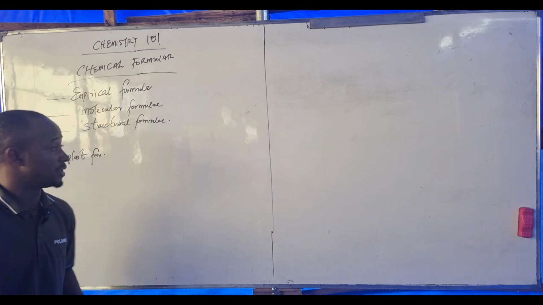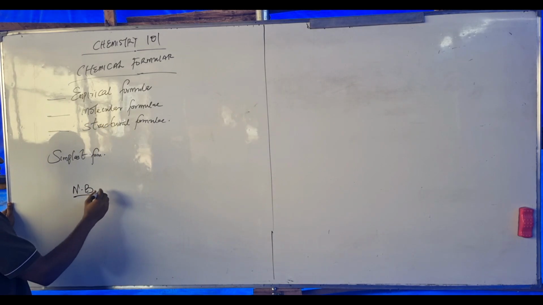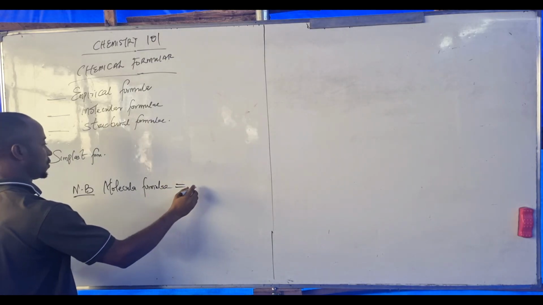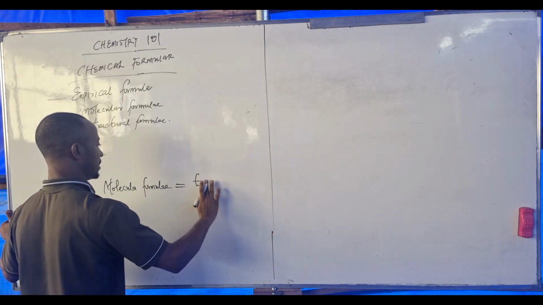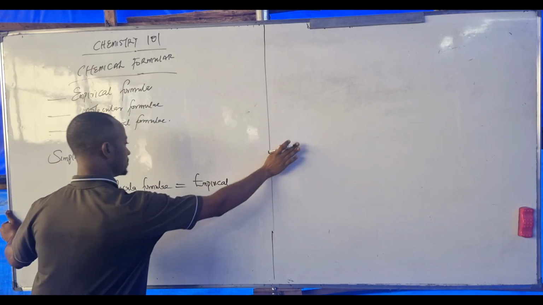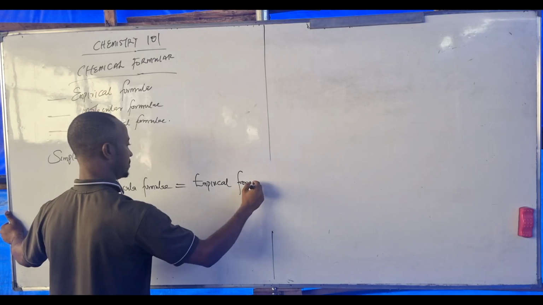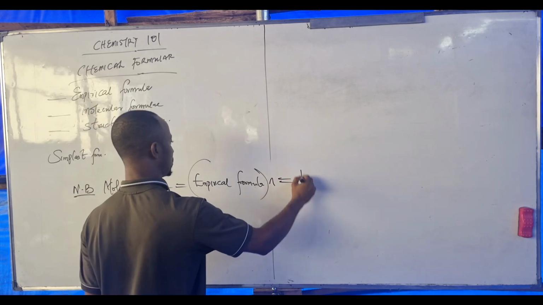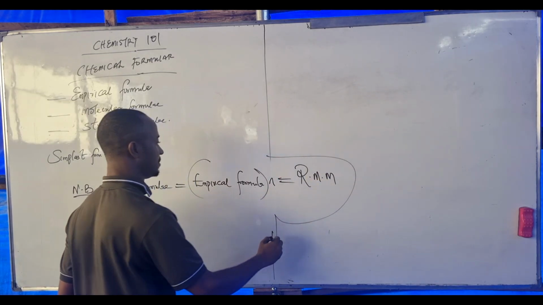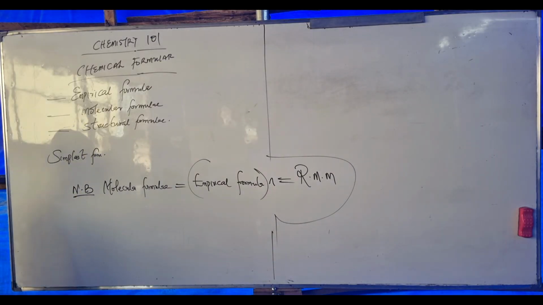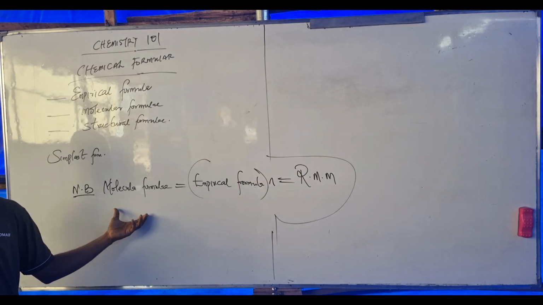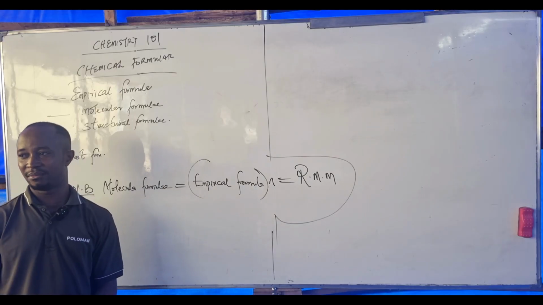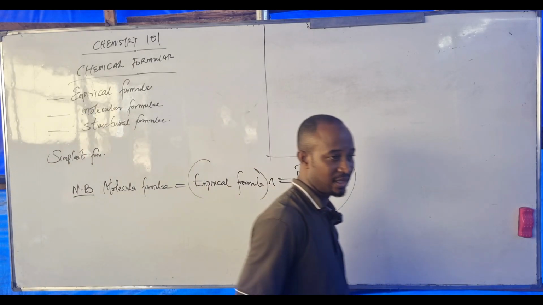And you must note that the molecular formula is equal to the empirical formula times n, all equals to the relative molecular mass, or the molar mass of that compound. Put this down: molecular formula equals empirical formula times n, all equals to relative molecular mass, or the molar mass of that compound.